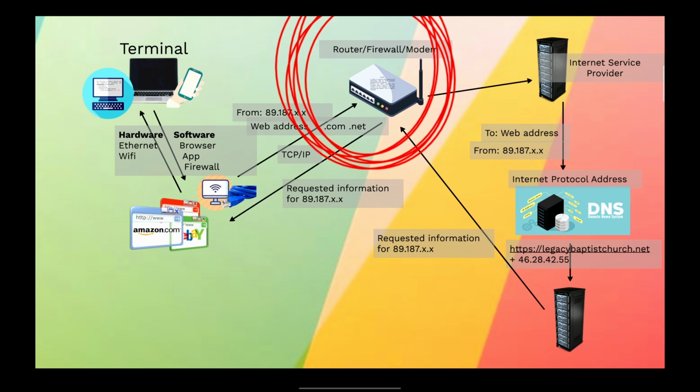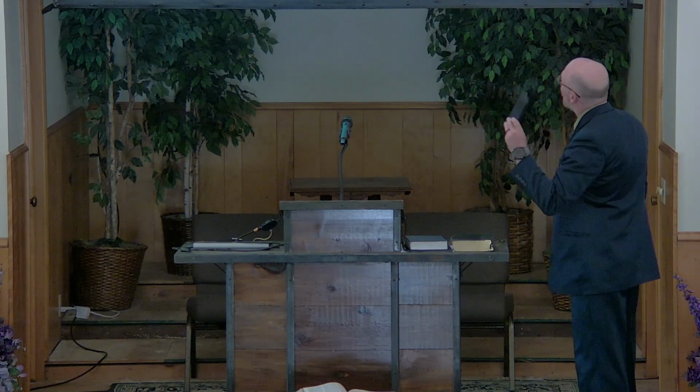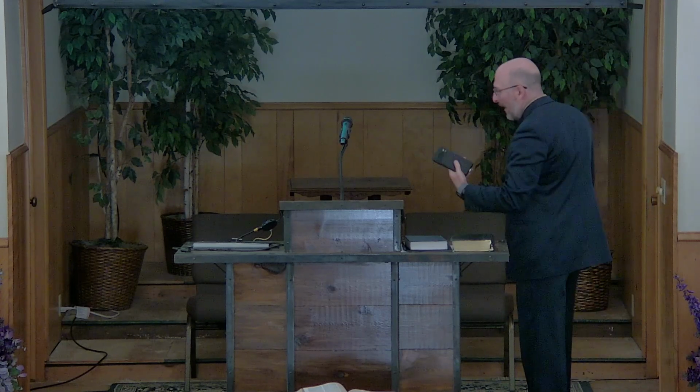So all of that's hardware. And then we talk about the software. Those are the things that we use on the hardware to access, and that's browsers, usually apps. There can be software firewalls and the like as well. So we talked through that. And when we get onto a terminal and we access the web through a browser or through an app or through whatever it might be, that is then sent through a router.